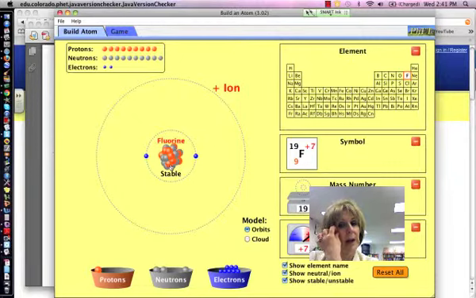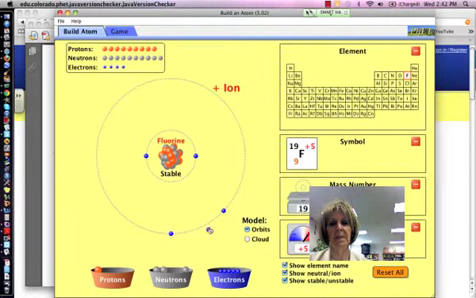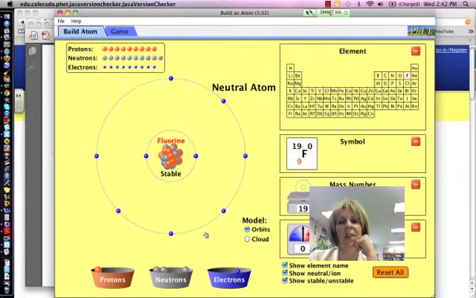So here is my fluorine atom. Now, it's not an atom yet because I don't have the same number of negative charges as I do positive charges. Remember, atoms are neutral. So I need to add 5 more electrons. Okay, so now I have a neutral atom. I have 9 protons and 9 electrons. So my net charge is 0.